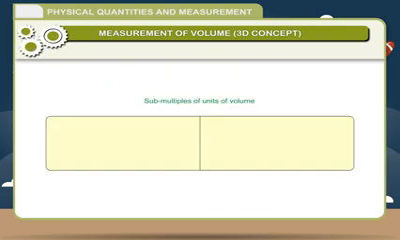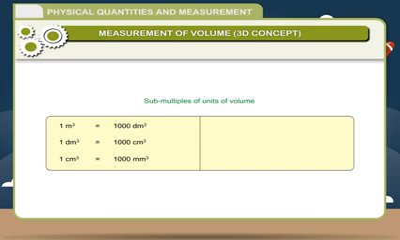Submultiples of units of volumes. 1 cubic meter is equal to 1000 cubic decimeter. 1 cubic decimeter is equal to 1000 cubic centimeter. 1 cubic centimeter is equal to 1000 cubic millimeter.